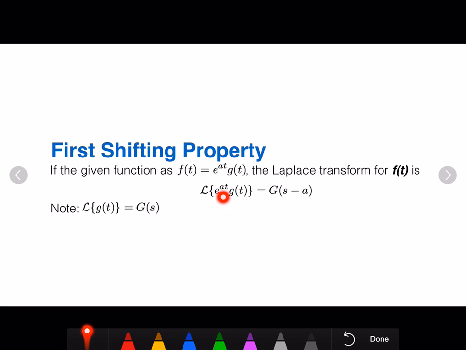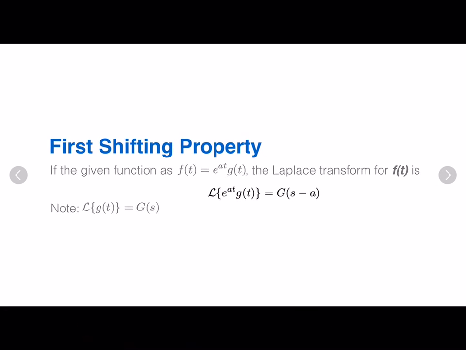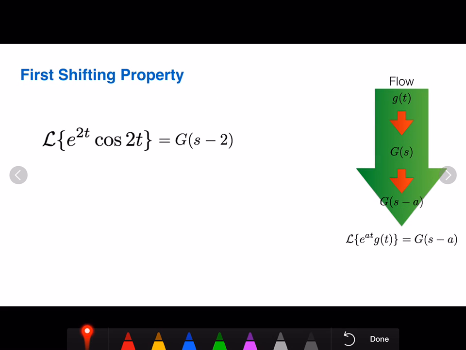So you will get something like G(s minus 2). You're going to shift from g(t) to G(s) by Laplace transform, and once you get the G(s), then you shift to s minus a. So it depends on the value here. So what is that actually? You can just take a look at this one. This is the process flow.